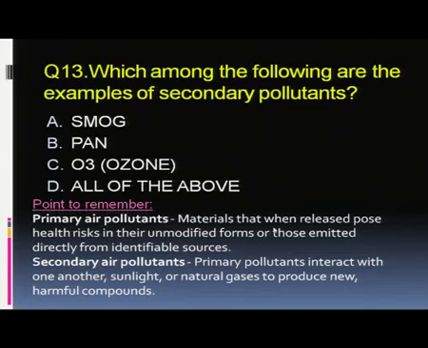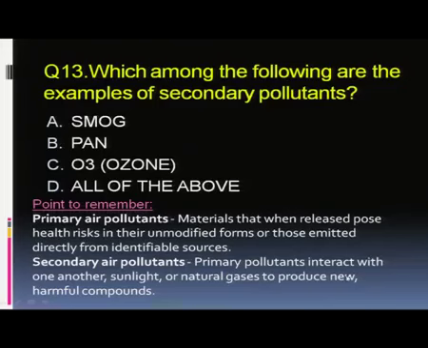Primary air pollutants are those materials that when released pose health risk in the unmodified forms, or those emitted directly from identifiable sources. The secondary air pollutants are those primary pollutants which interact with one another, sunlight or natural gases to produce new harmful compounds. For example, carbon dioxide, carbon monoxide, sulfur oxide, nitrogen oxide, particulate matter, all these are the primary air pollutants.